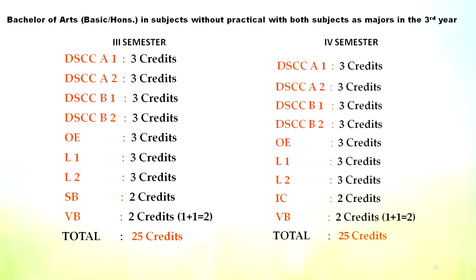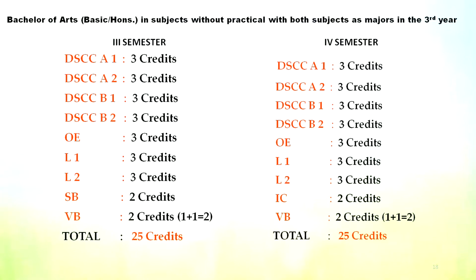Now, in the third semester, the student will again be studying 2 papers under each of the core subjects. Each of these papers will carry 3 credits. So overall, from his discipline core subjects, the student will be able to get 12 credits. The open elective subject will carry 3 credits.